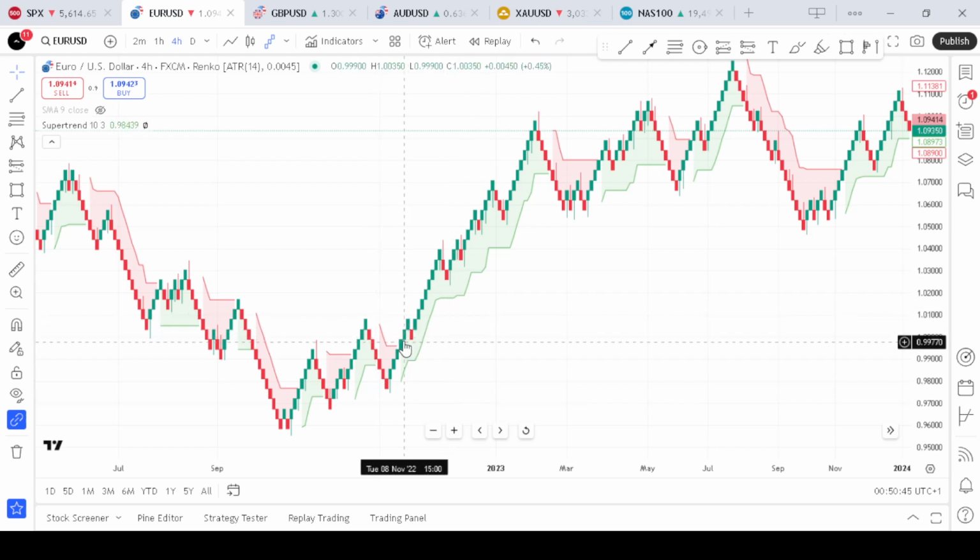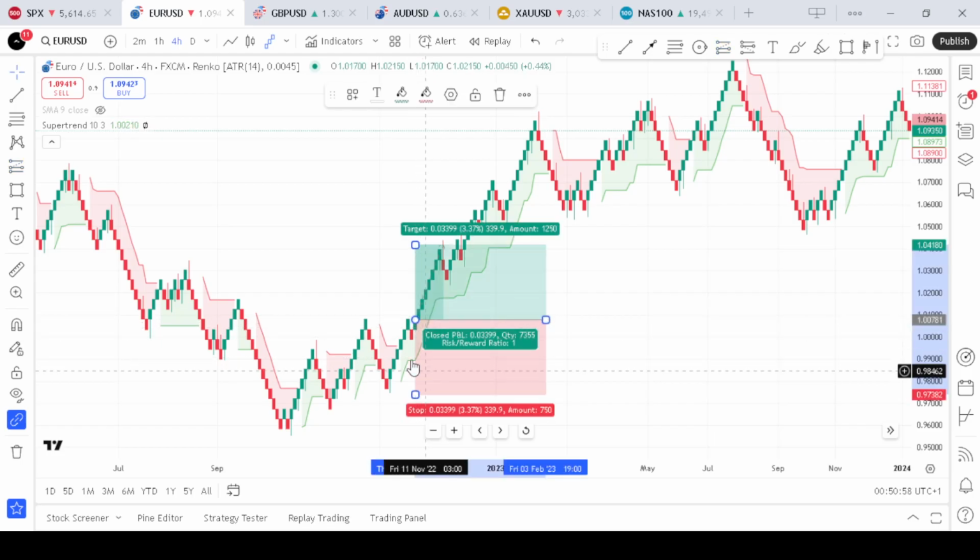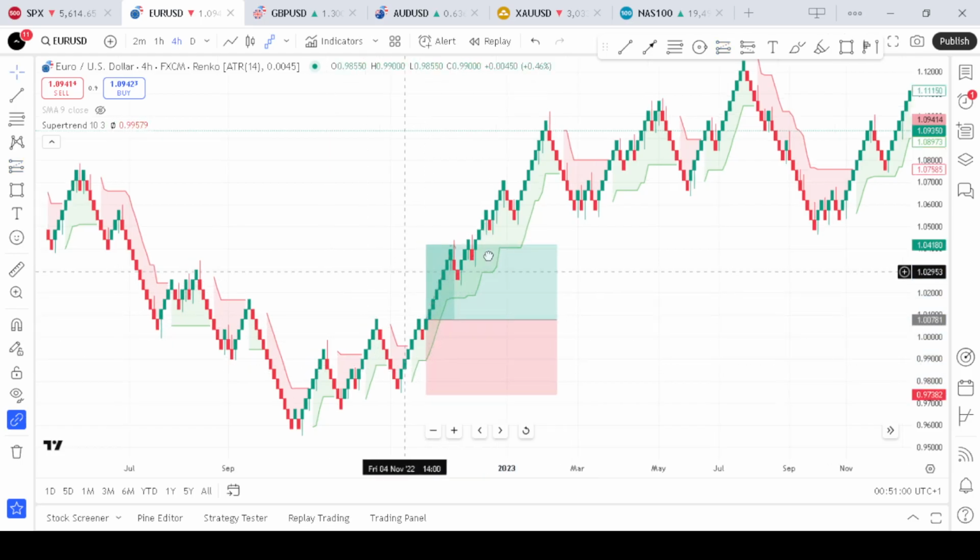So if you want to enter a buying position, the moment you see price is forming above the green line, you would enter your buy position on the next green candle. Let's assume we enter on this green candle. This is where we would want to enter our buy position.